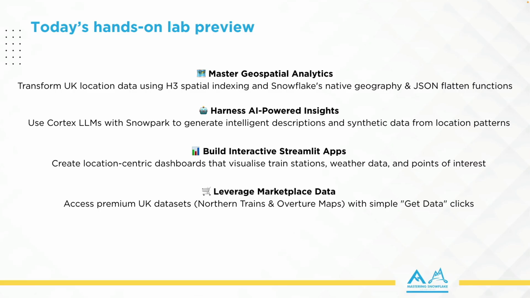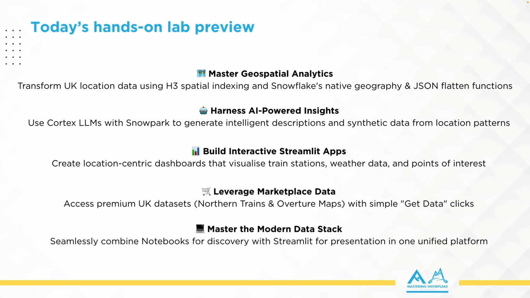We're going to use the Snowflake Marketplace. So we're going to just point and click and get data and bring Northern Trains data and Overture Maps data in there so we can add these as layers on our maps. And then we're going to bring together notebooks with Streamlit to bring it all together for presentation in one unified platform, which is of course Snowflake. So let's get into it.